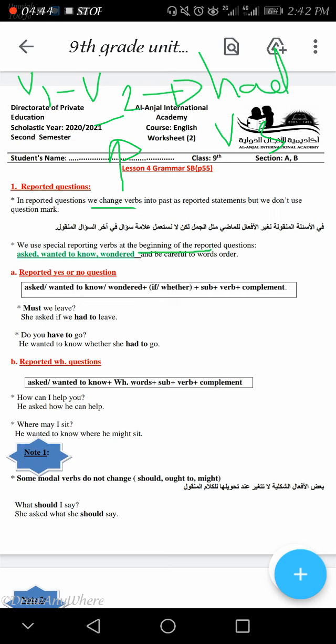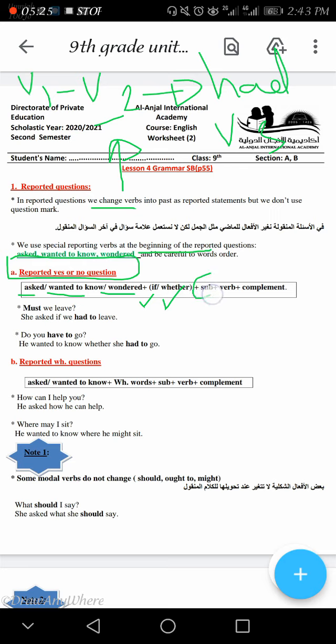Now as you see أنا قسمت لكم الأفعال rule to two parts, A و B. How to use with reporting yes or no question. إذا كان السؤال yes no question رح يكون كالآتي. رح استعمل subject أو الاسم plus ask or wanted to know, wonder, أي واحدة فيهم رح تكون صحيحة, plus if or whether. You can choose either if or whether. It's up to you. Plus subject plus verb. انتبهوا لي جيدا لهاي الخطوة.